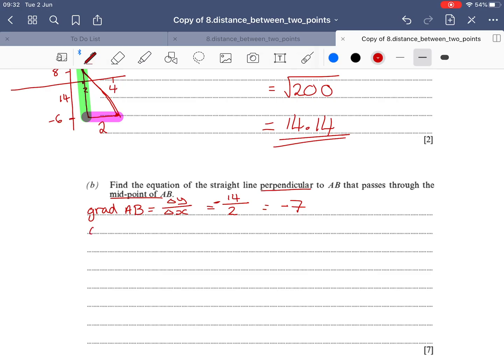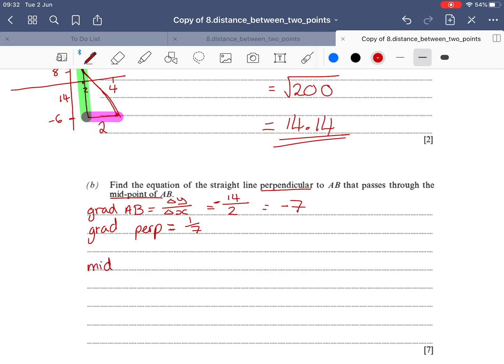Sorry, excuse me. So the gradient of the perpendicular is going to be the opposite. So if this one's negative, we know the gradient of the perpendicular is positive, and the reciprocal of 7 is 1/7. So we've got a gradient. We've got our m from our equation y equals mx plus c.